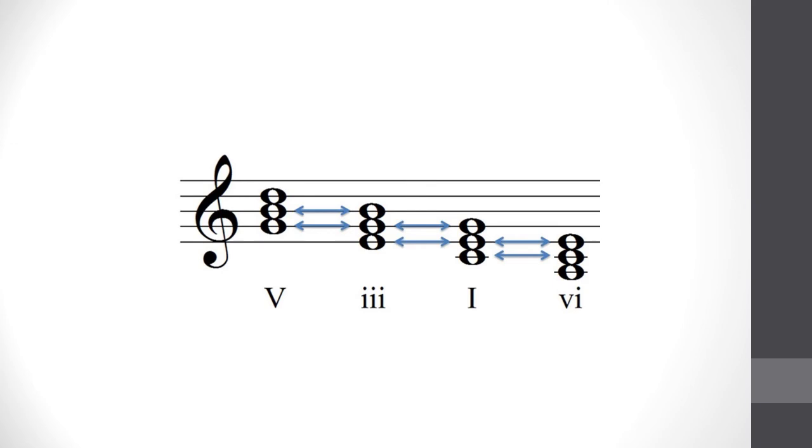Take, for example, the 3 chord in the following diagram. As you can see, the 3 chord shares 2 notes with the 5 chord, but it also shares 2 notes with the 1 chord. This is why some music theorists in the past have argued that the 3 chord actually has a tonic function rather than a dominant function.